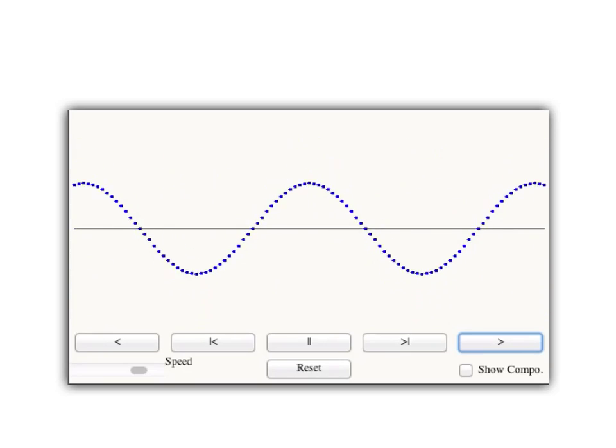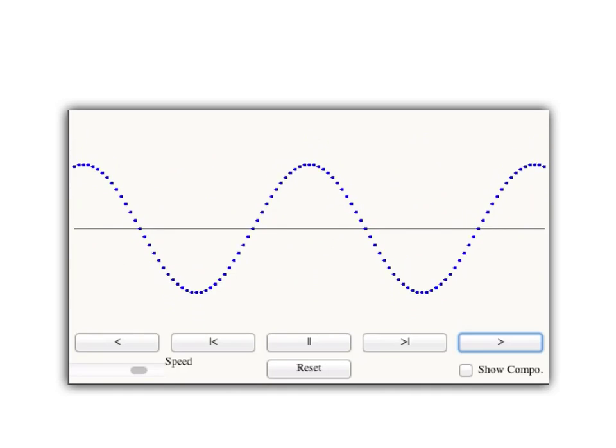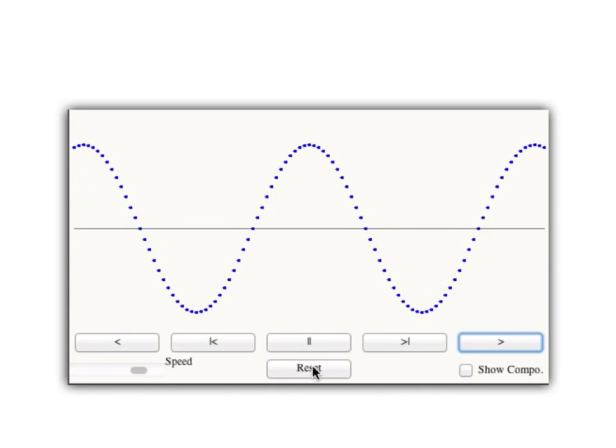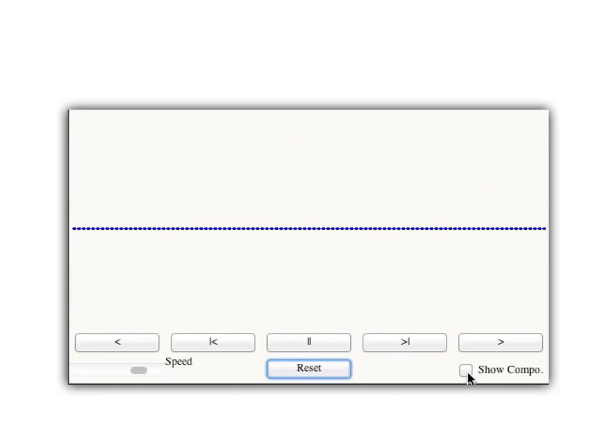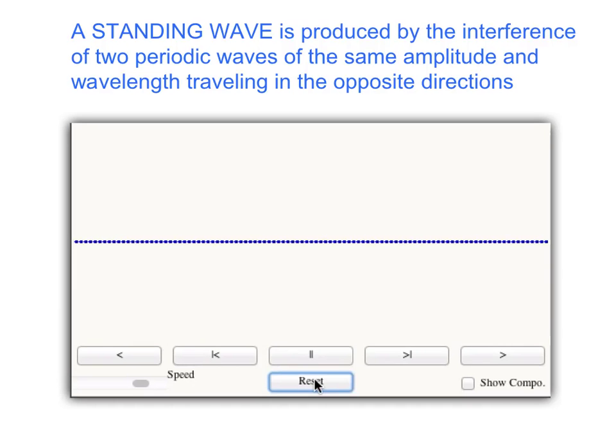Notice how it stops looking like waves are moving through each other, and it just looks like the medium is shaking in place. This is why it's called a standing wave. We're going to look at the standing wave a little more carefully now, and we're going to do this by turning on the ability to keep seeing the waves that are making the standing wave. So let's watch.